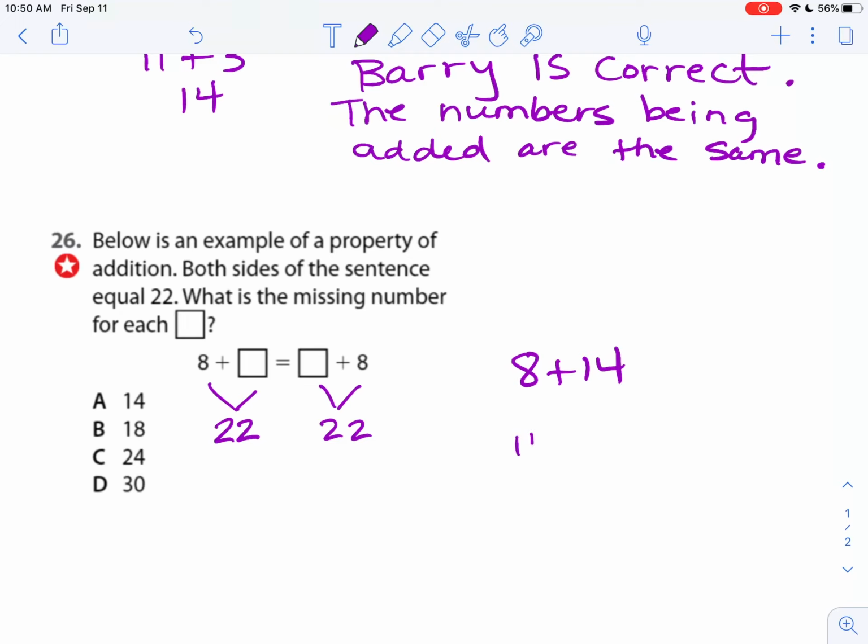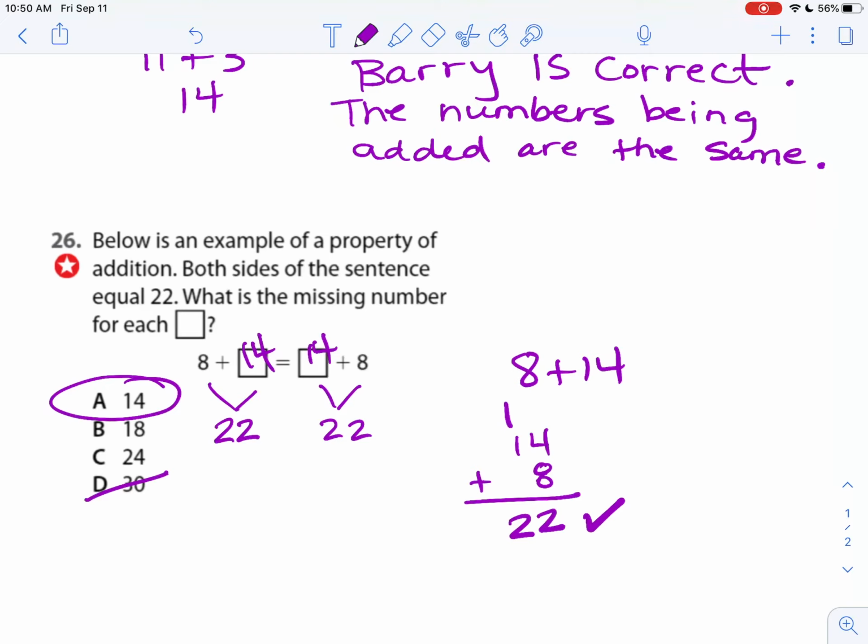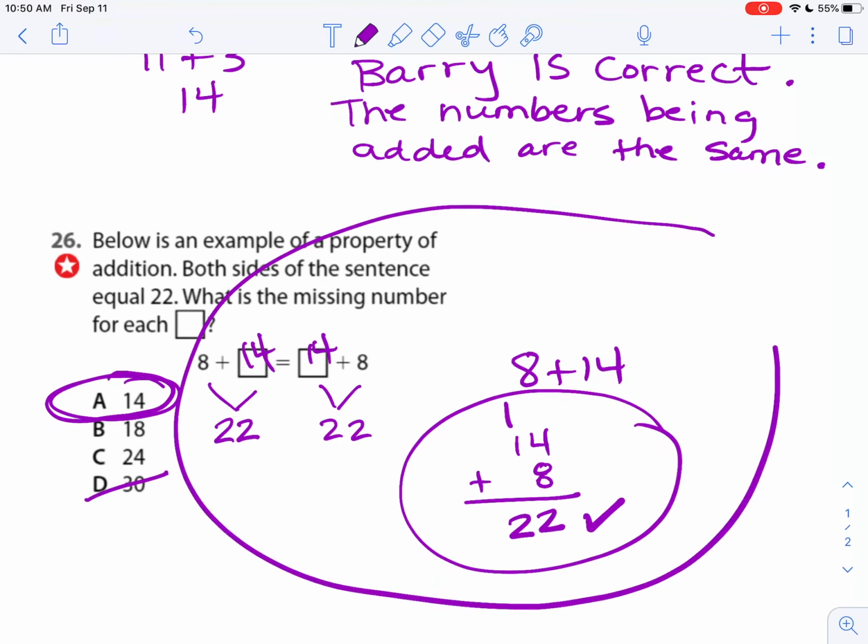8 plus 4, you can do it like this. 8 plus 4 is 12. Carry my 1, that is 22. Okay, so this is 14. That would work on both sides of that. 30, way too much. That'd be 38. So I just have to think what makes that statement true, and then do some math. This is my proof. I need to prove my thinking. I don't just circle answer A. Circling this answer is not math. This over here, this is math. So you have to show your thinking.